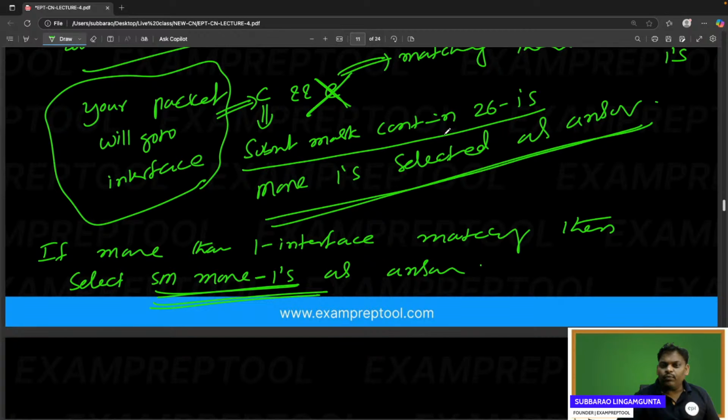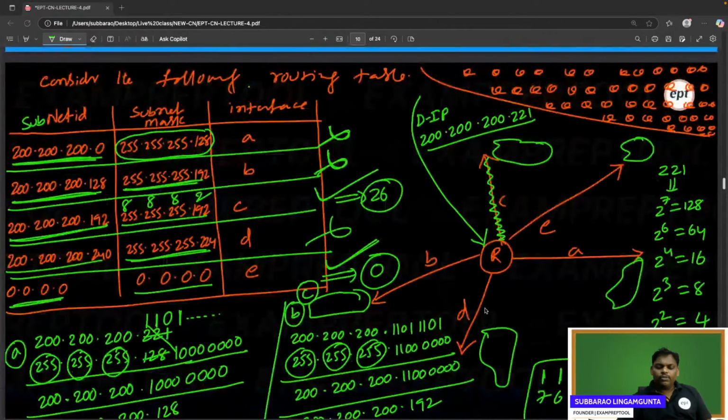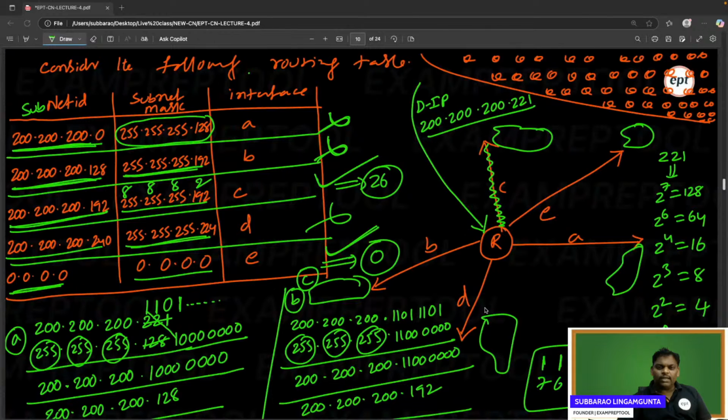Now let me know if anyone has any objection. Ready, sir? I have this doubt. You ask me, I will help. It is the most probable question in the examination.